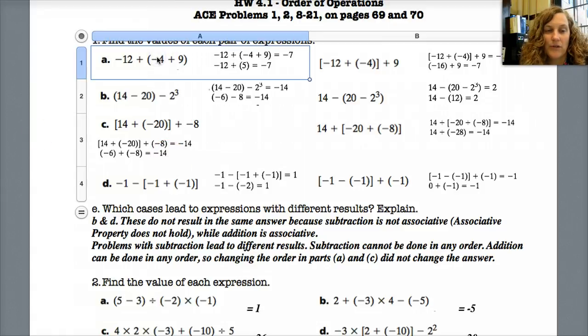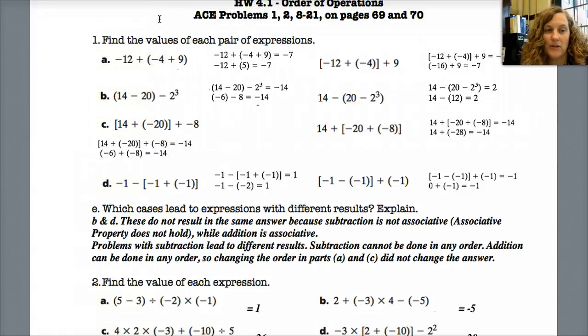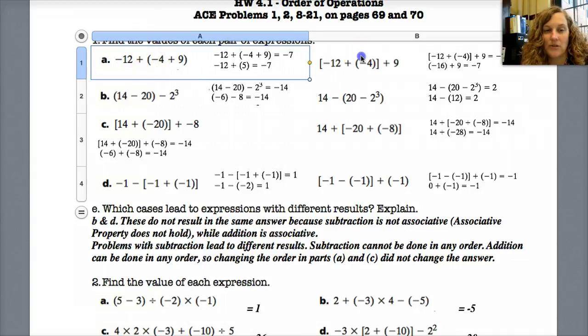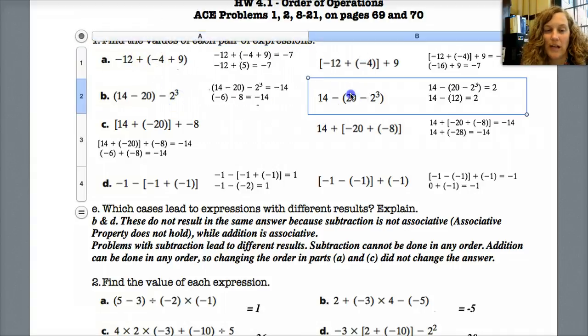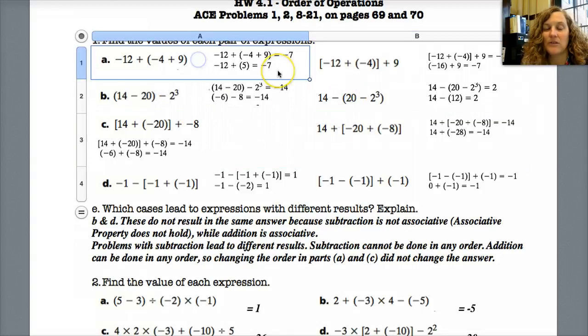So question 1, for each pair, find the values of each pair of expressions. So you'll notice that there's a pair. A has two different values. If you look closely at B and C, they're the same expressions, they just have brackets added to differentiate what order you solve them in.